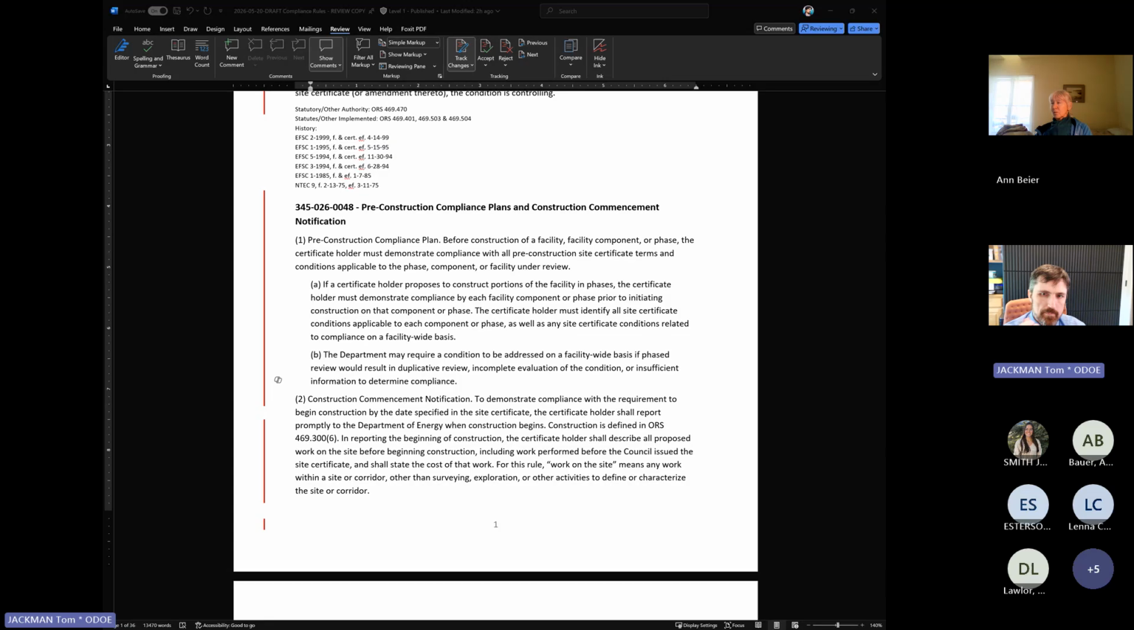Well, I think that's the whole point of the sub B, right? Even though we allow phasing, we may require a condition to. But we wouldn't want to leave that type of decision up to discretionary compliance rules, of whether habitat mitigation would be determined in the site certificate itself. Right. Yeah. Does that answer your question, Jordan?